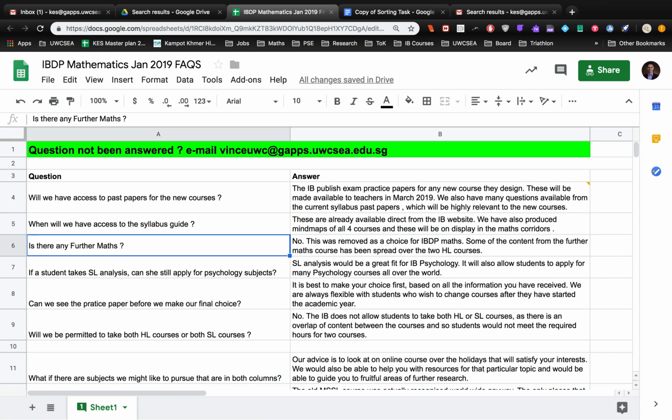Is there any further maths? As mentioned before, no, it's taken off the IBDP. But some of the content is still here, and it's just been switched around a bit. It's been included in both the HL courses.